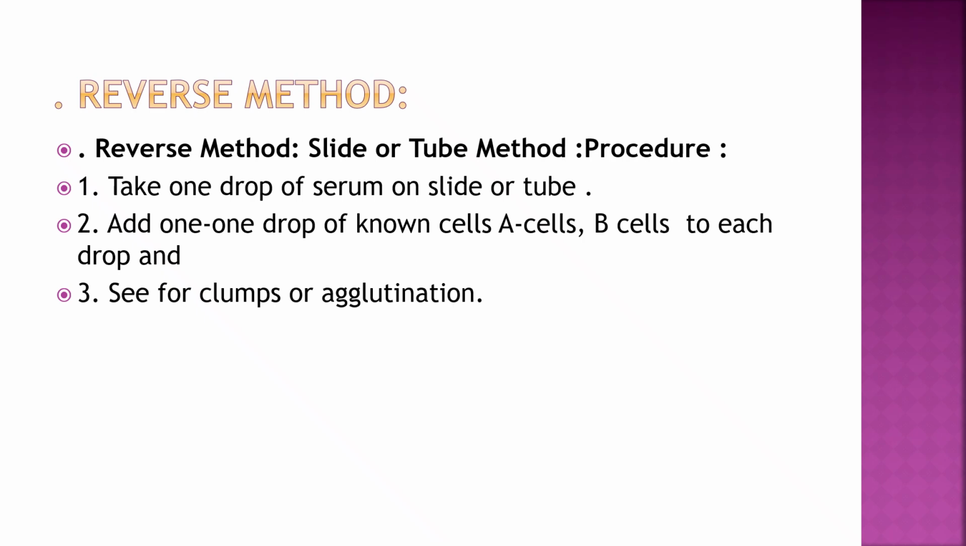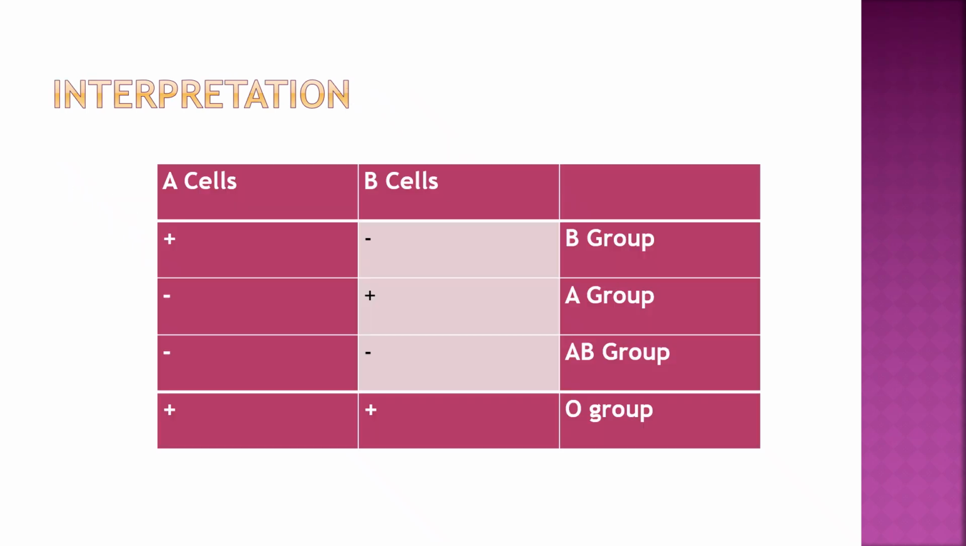Now in the reverse method, you have to take 1 drop of serum and then add 1 drop of known A cells and B cells, and then see for the clumps. If you are doing this in the tube method, you have to mix and centrifuge and then you can see the clumps. So now here the interpretation is opposite.